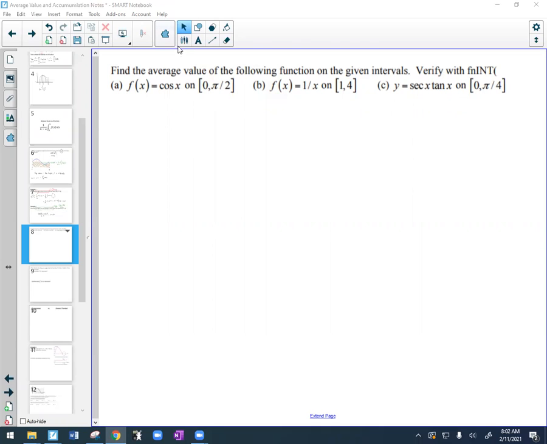We're not going to do this verify thing. I just kind of discovered these moments ago. We're not going to do this part. We already did a cosine one. Let's do maybe this 1 over x one.